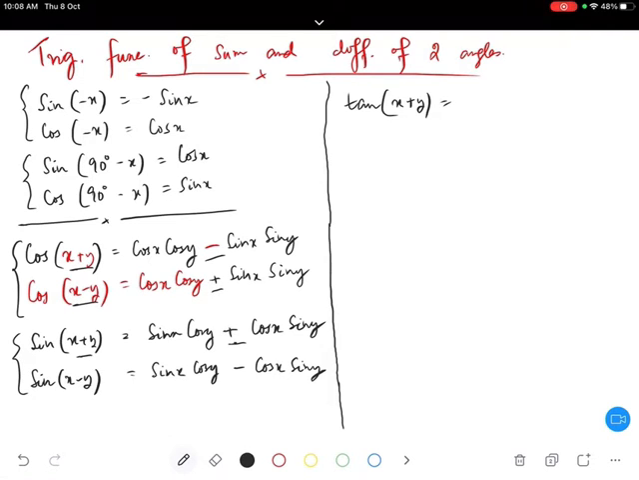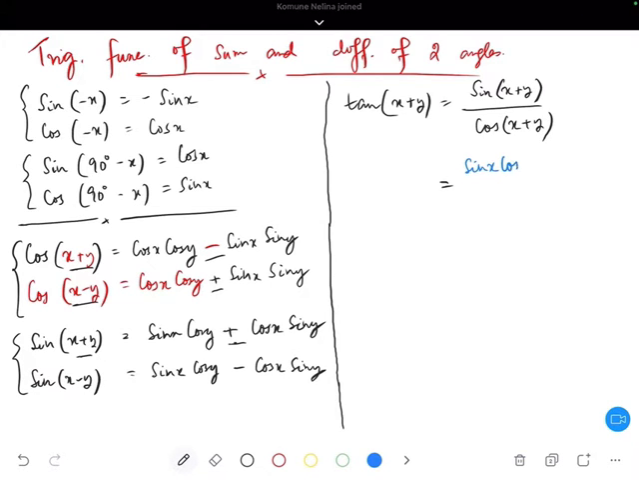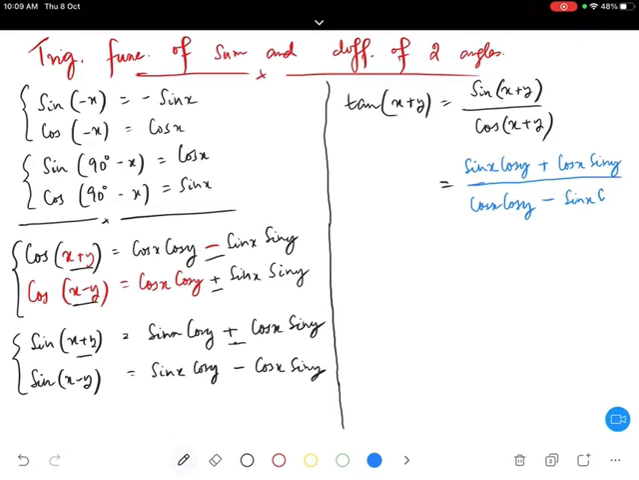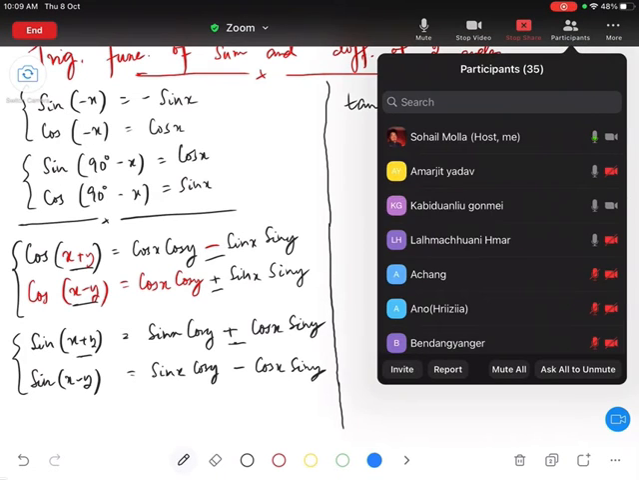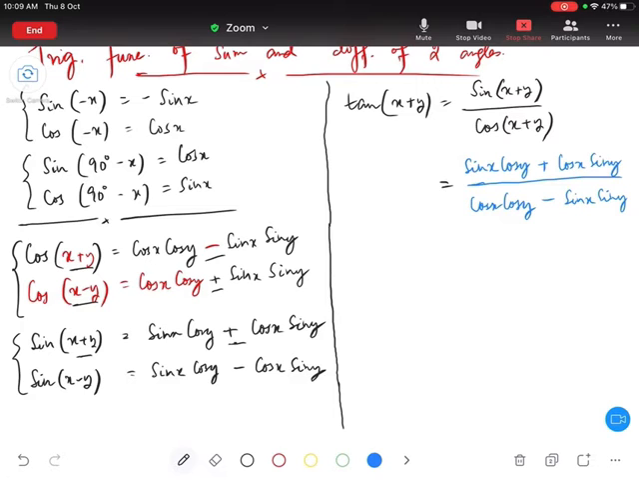So tan is what? Sine by cos, right? So tan of x plus y is sine of x plus y divided by cos of x plus y. We have already learned the formulas of sine x plus y and cos x plus y. Let's write them. Sine x plus y is sine x cos y plus cos x sine y, divided by cos x cos y with opposite sign, minus sine x sine y. Everyone clear? Okay.